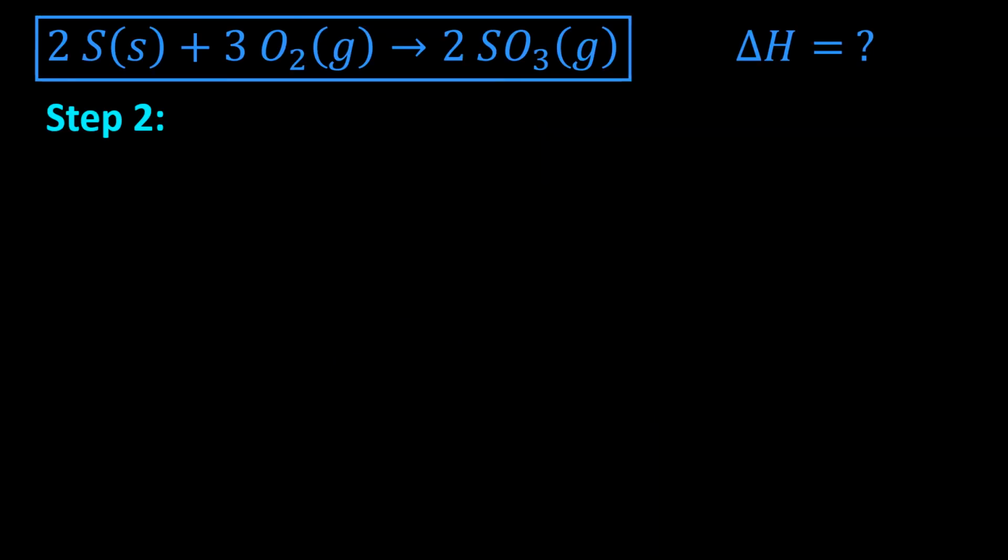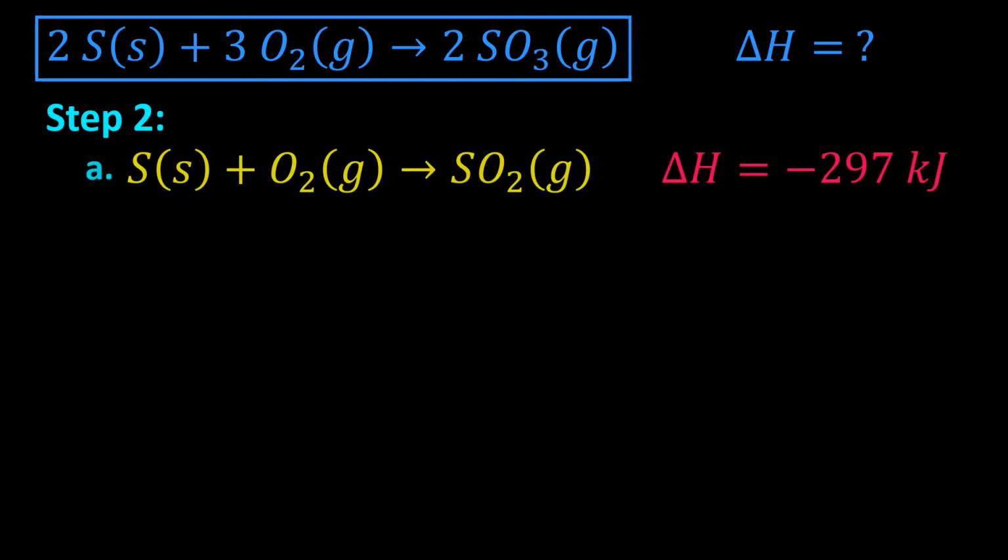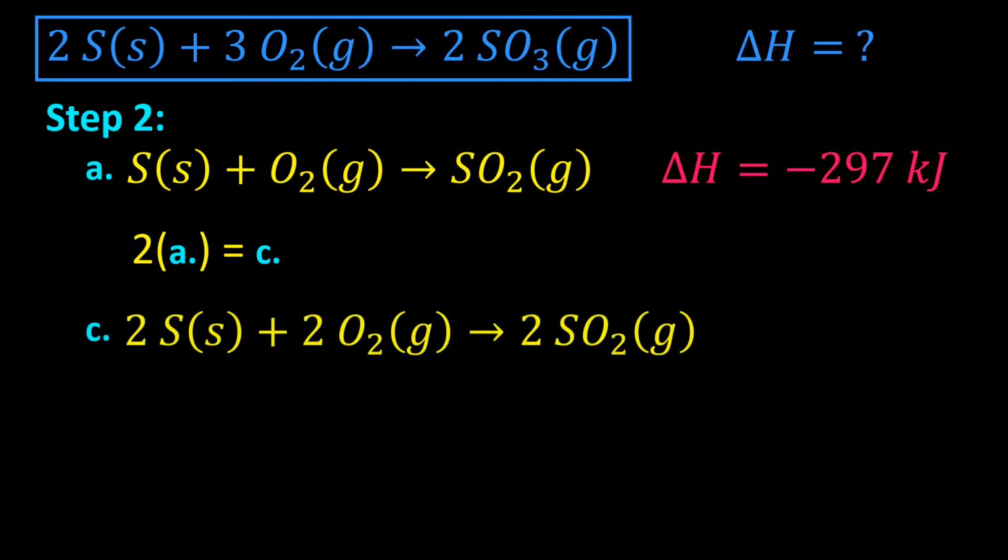So we're going to use equations A and B and try to see if we can get this equation that's up at the top here. So equation A involves a sulfur atom, but the equation that we want involves 2 sulfurs. So what we can do is we can take equation A and we can multiply the entire equation by 2 to come up with a new equation, equation C. So equation C now has 2 sulfurs at the beginning of it.